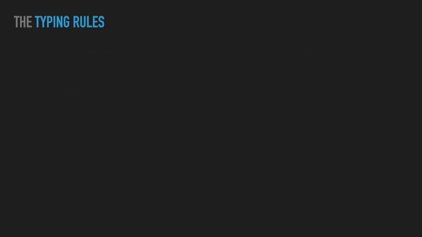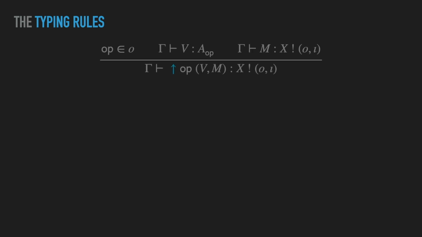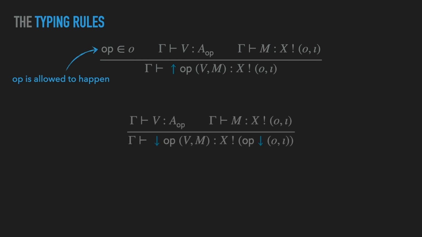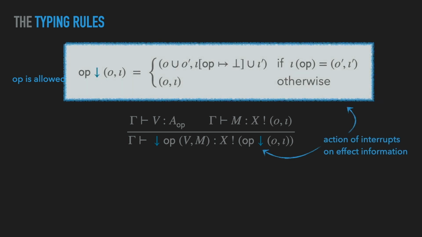Next, let's look at some of the more representative typing rules of our calculus. First, for typing outgoing signals, we require that the signal is included in the corresponding effect annotation and that the type of the payload value matches the signal's signature. Next, when typing incoming interrupts, we again require that the type of the payload value matches the interrupt signature, but more interestingly, the interrupt also acts on the effect information. And this corresponds to the idea that when this interrupt is propagated to the computation M, then it will trigger the corresponding interrupt handlers, and correspondingly, we need to reveal the effects of these interrupt handlers at the level of effect annotations.